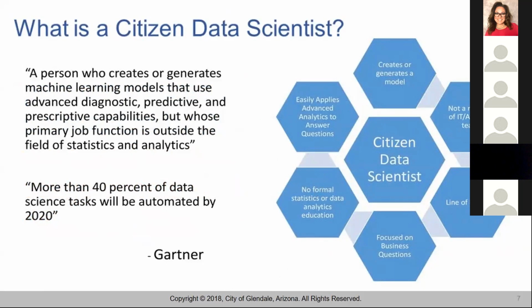Now, if we look at the little model I have on the right, what are some of the characteristics of a citizen data scientist? First, they create or generate models. They're typically not a member of IT or an analytics team. They're more aligned with the lines of business. They're typically subject matter experts. Like in our case, we have people that are subject matter experts in budget and finance and parks and rec, and facilities, things like that. They're more focused on business questions. They typically don't have any formal statistics or data analytics education. However, they can easily apply advanced analytics to answer their questions.